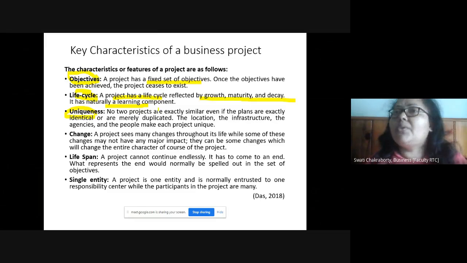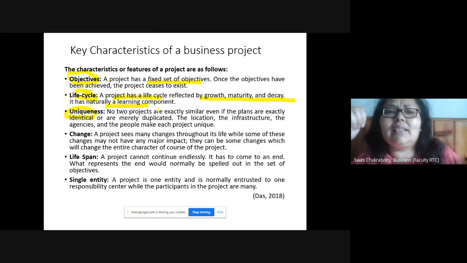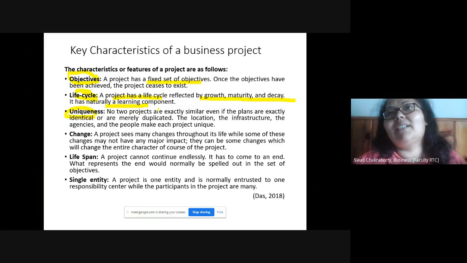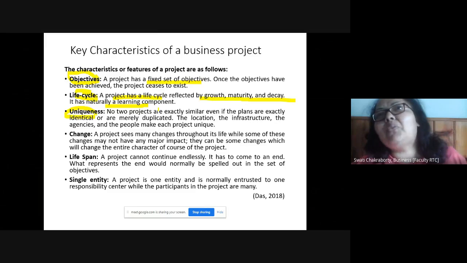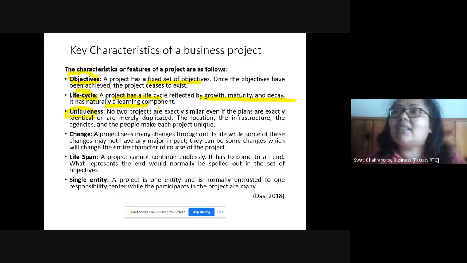Uniqueness: no two projects are similar, though the plans can be exactly the same. Any project requires a proper location, some infrastructure, people who would help you, external agencies, and human resources. It's needed for every project, but it's different. These components are the same, but for each project the characteristics of the components vary: different location, different infrastructure, different technology, a different group of people whom you're going to collaborate with, different human resources with different skills. That's why it's unique.